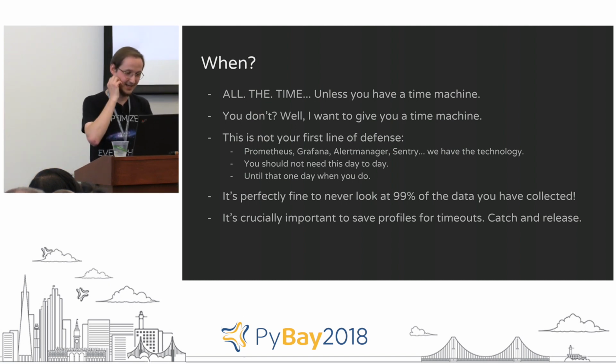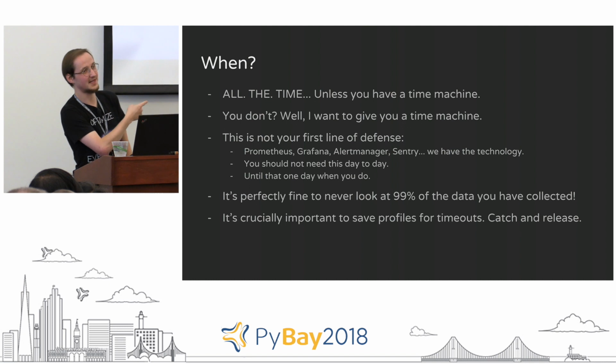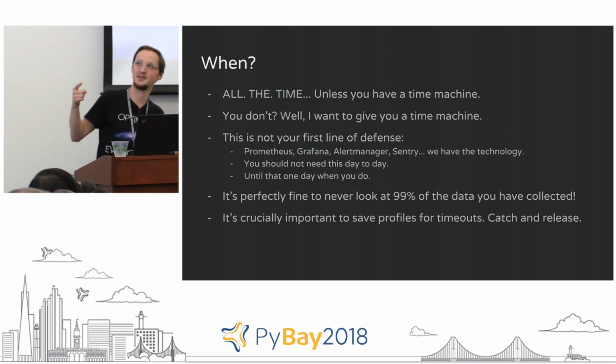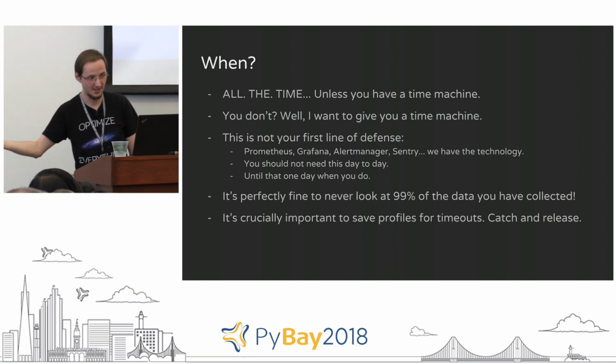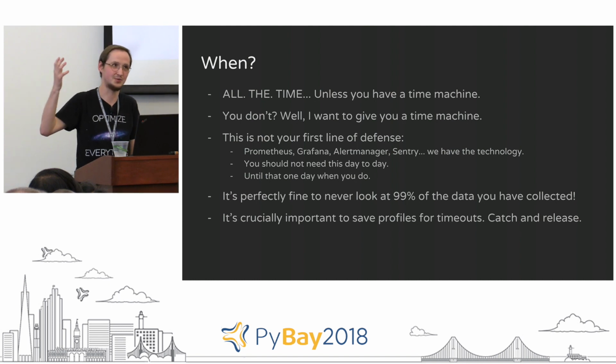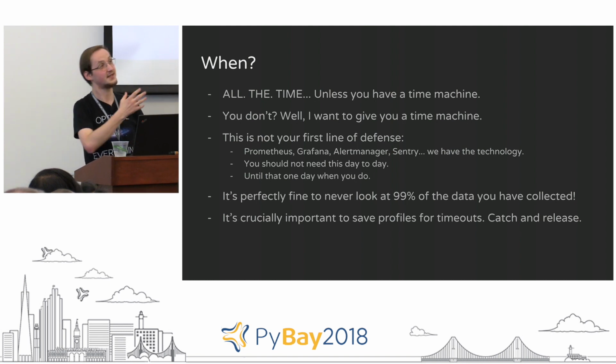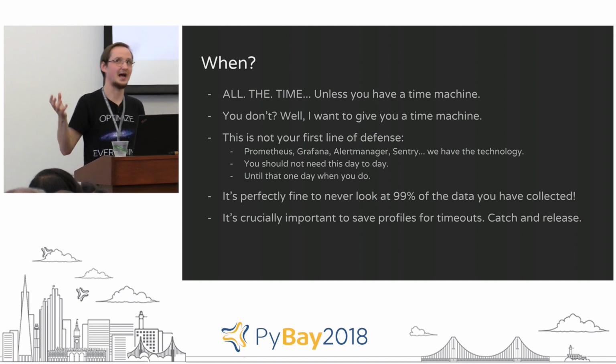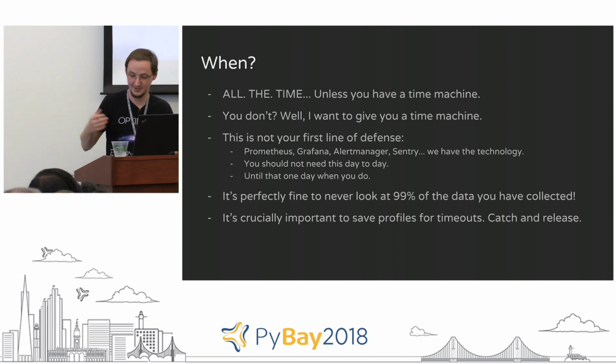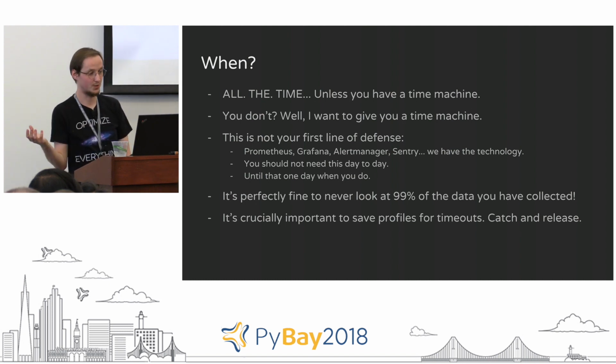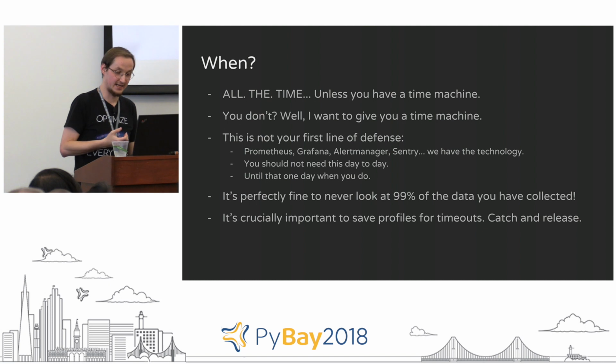Because this is not your first line of defense. If something is slow in your system, you should have other things that alert you to the fact that it's slow. You should have Prometheus, or something else, monitoring your request time. This thing is only for after you've discovered something was slow, to figure out how it got slow.